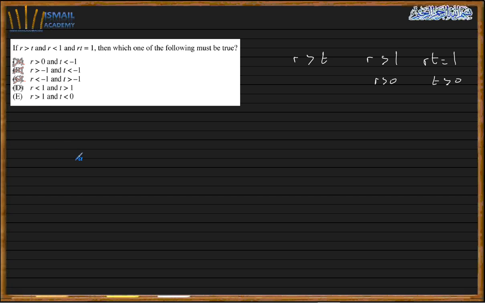Here it means T is negative, which is not true. That means the only choice I have is D. So D is my choice. You see, just by getting the information from those statements, we already define where the answer is.